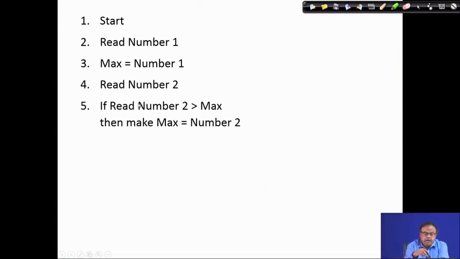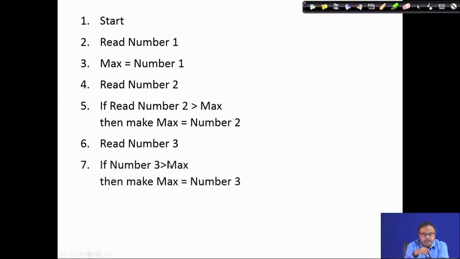Okay. If the number read, if it's badly written, read number, it is wrong. If number 2 is greater than max, then make max number 2, all right. Then read number 3. If number 3 is greater than max, then make max number 3, otherwise you are continuing. So, if number 2 is not greater than max, then I am reading number 3, I am not doing this part. Okay. This is another way of explaining the pseudo code.